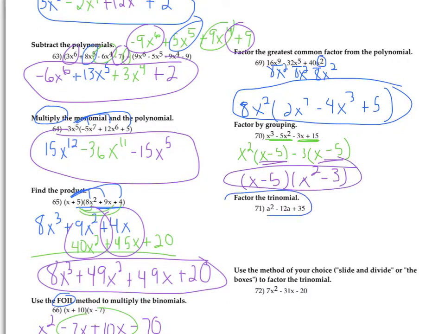Factor the trinomial. For some reason people forget how to do this. Even though this is one of the easier problems, it just kind of slips your mind because all it tells you to do is factor. It doesn't really give you any hints. We want to pick two numbers that multiply to get 35 that will add to get negative 12. And of course you're all thinking, hey, negative 5, negative 7.